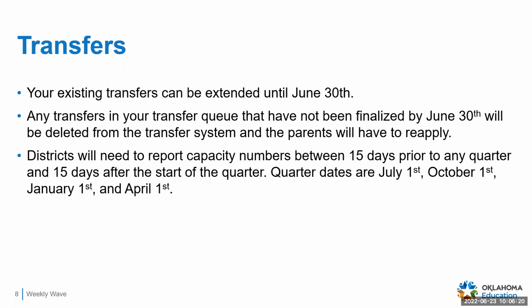Okay, during this time as well, districts, you're going to need to start reporting your capacity numbers. It's open 5 days prior to your quarter, and it'll go 5 days after the start of a quarter. Your quarter dates are July 1st, October 1st, January 1st, and April 1st.